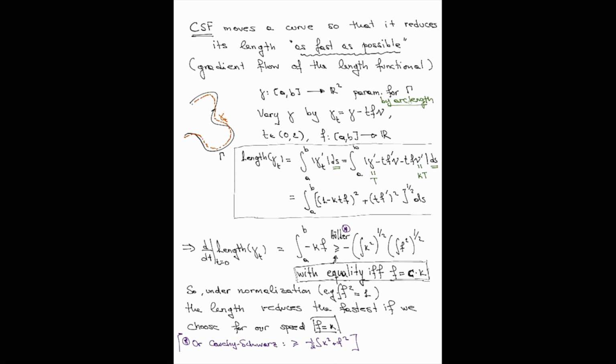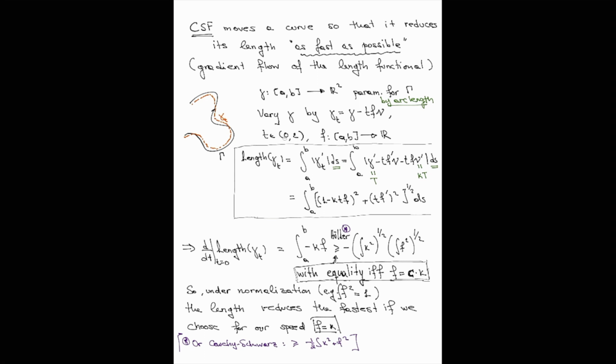And what we're going to do is we're going to vary gamma. Now gamma t here is just a parameter. So I'm changing gamma a little bit in its normal direction by the function. So take any function f, and you change your gamma along the normal direction. How much? By t times f. And t is going to move from 0 to epsilon.